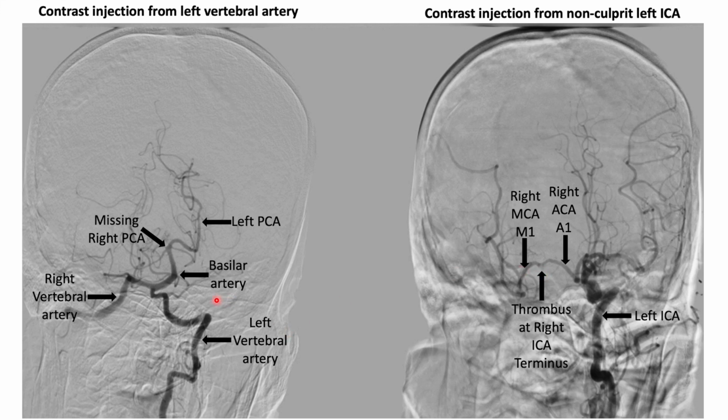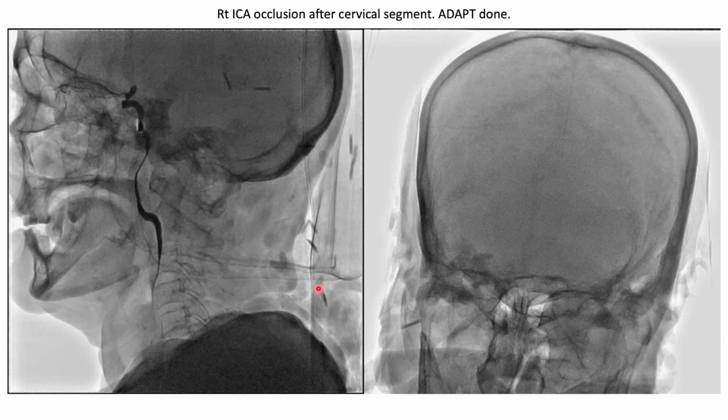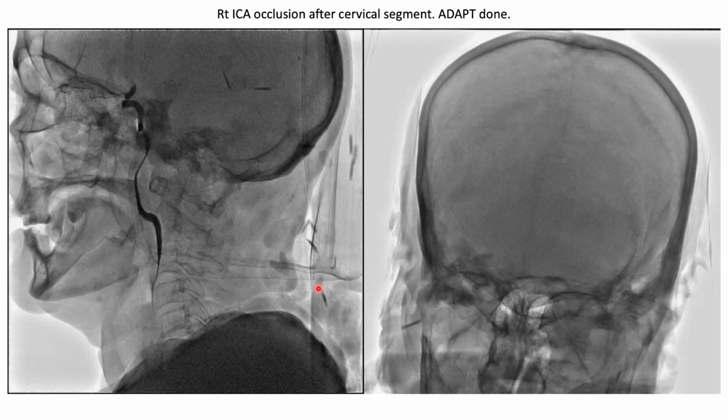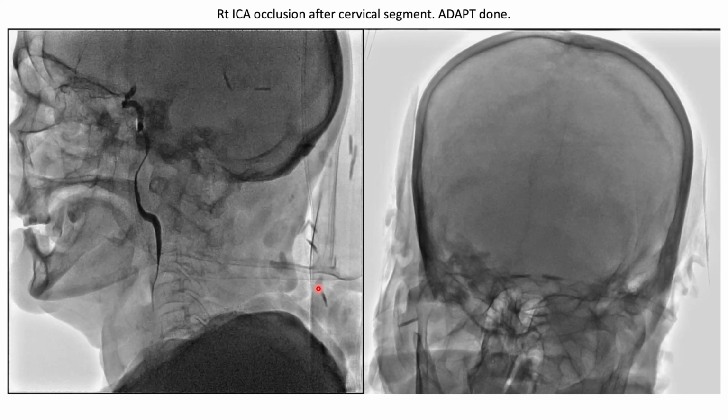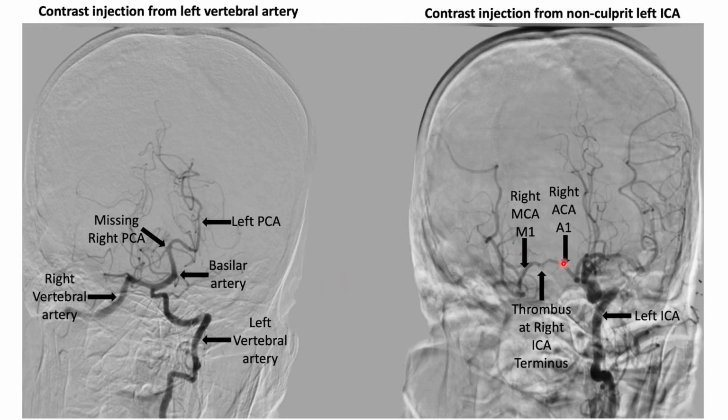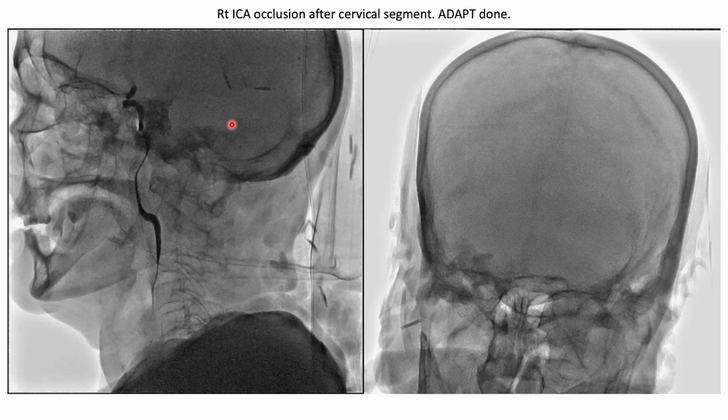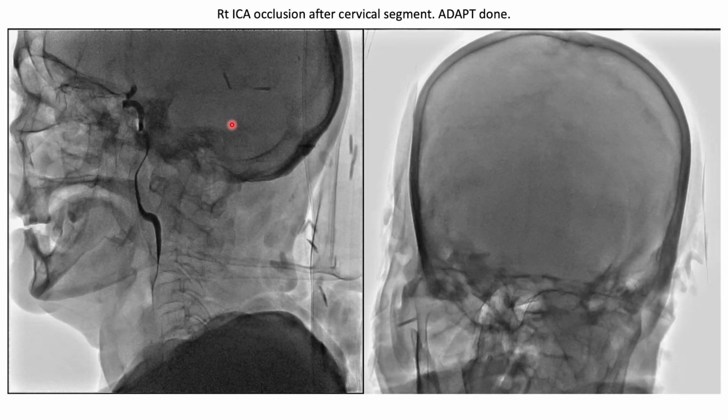So anyways, now the question was, do we open the right missing PCA or do we go for the ICA terminus? We thought the clinical syndrome was fitting more into a right MCA occlusion, and the other thing was that here I don't see much of a stump for the right PCA. So if there is no stump, it may be risky to attempt that PCA otherwise.